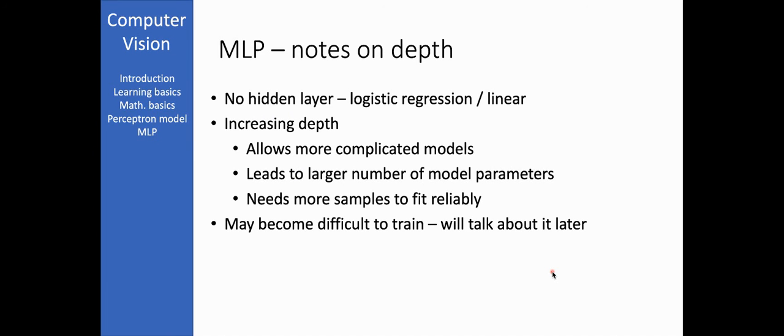So some notes. No hidden layer basically means a logistic regression model, so it's a linear decision boundary or linear model itself. When I increase the depth, I allow more complicated models, and that leads to a larger number of model parameters. So in theory, it needs more samples to fit reliably. On the better side, it's really able to separate boundaries quite well. Now, it may also become more difficult to train than a linear model because it has multiple parameters.